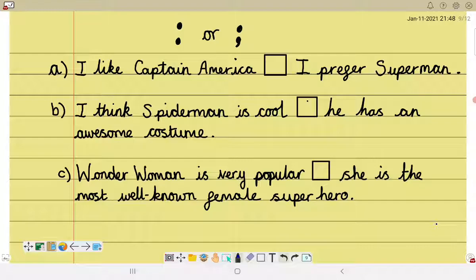Okay, so let's look at A. I like Captain America, blank, I prefer Superman. Now, if we put a colon here, it would read, I like Captain America because I prefer Superman. Does that make sense? No, not really. So let's try what it could be if it was a semicolon. I like Captain America, but I prefer Superman. Now that makes sense, doesn't it? So we would use a semicolon in this gap here.